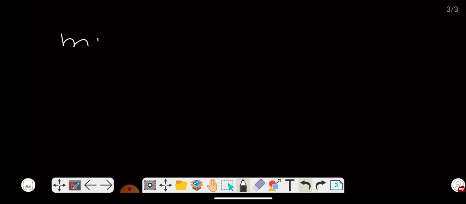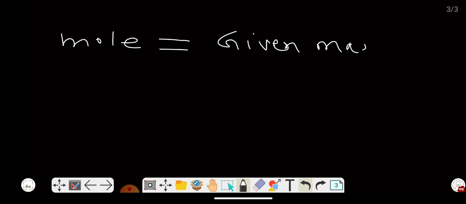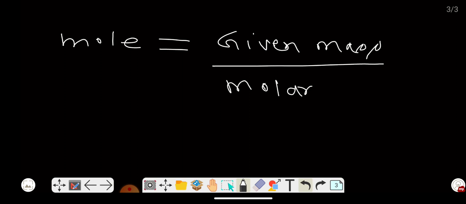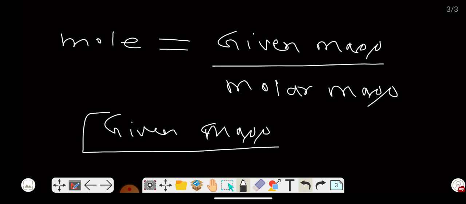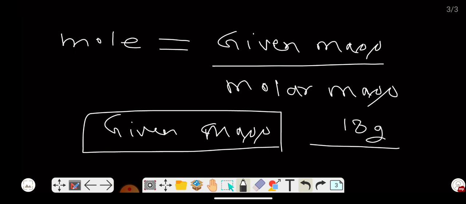Now moles can be calculated by the formula given mass upon molar mass. Given mass will be given. Suppose 18 grams of H2O is taken in a container. Now calculate the number of moles.